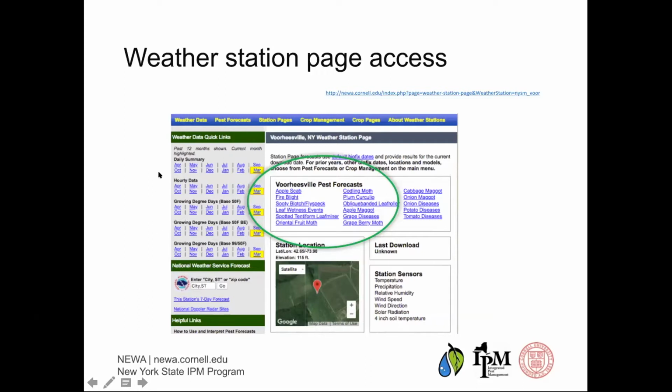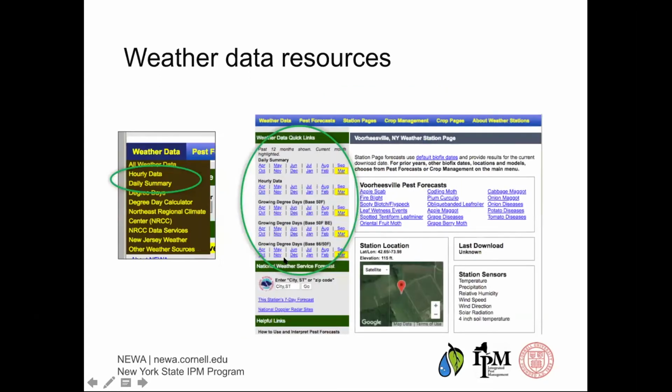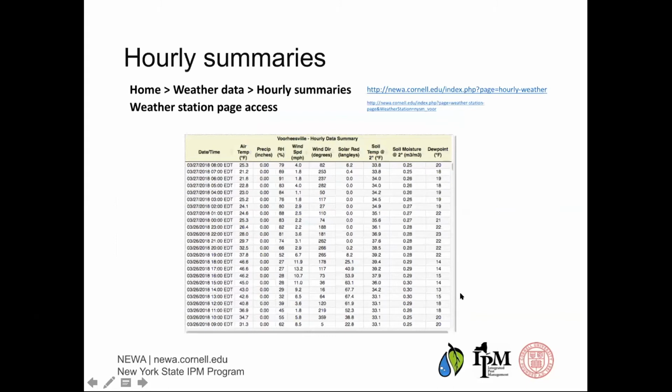And so that's a very useful aspect of this as well. Over here on the left-hand side, we have different types of tabular summaries. We have daily weather summaries, hourly summaries, and then we have some basic growing degree day tables. These are all based on what I was saying earlier with basic weather data. So if we were to click on one of these, what we would get is this sort of output.